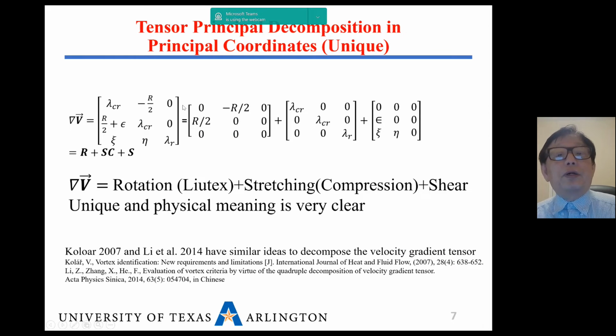If in the principal coordinates we get the principal matrix, it is easily decomposed into three parts. Actually, there are three matrices. The first one is rotation. The second one is stretching and compression. The third one is shear. We call them R, SC, and S. So the velocity gradient tensor can be decomposed into rotation, stretching, and shear parts.